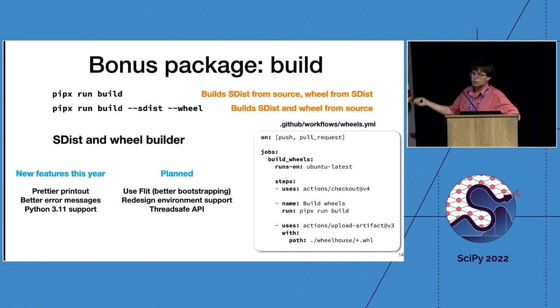This is a little example of what it requires in GitHub Actions to do build. You've got just this line, pipx run build. pipx is a supported package manager on GitHub Actions, so you can just say pipx run build, and that will build a wheel and an SDist for you. I would recommend uploading them and then having a separate little step that downloads them and submits them to PyPI if that's what you want.